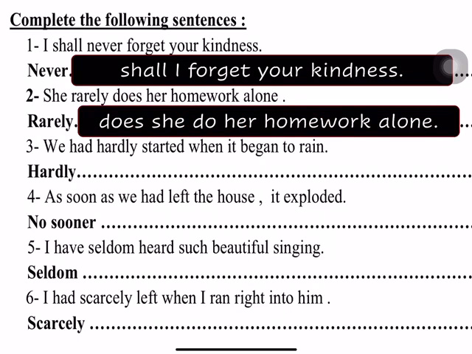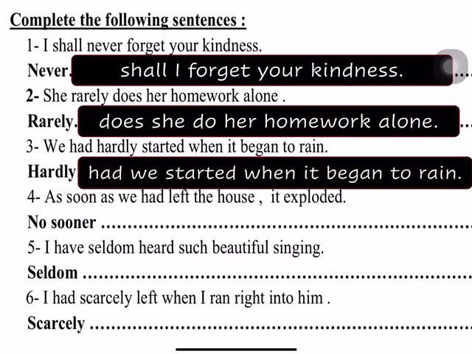3. We had hardly started when it began to rain. Start with hardly. So, following the rule, hardly, we said hardly should be followed by had. Very good, girls. So, hardly had we started when it began to rain.